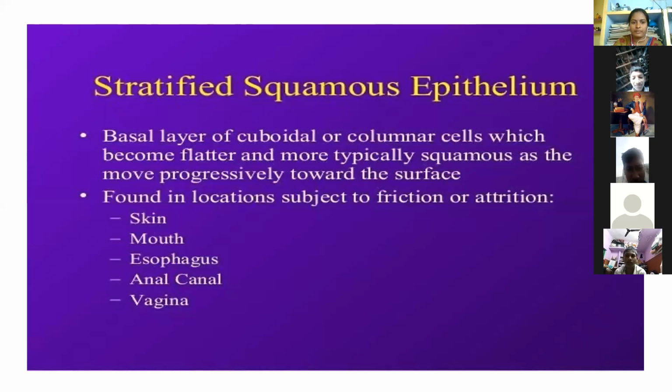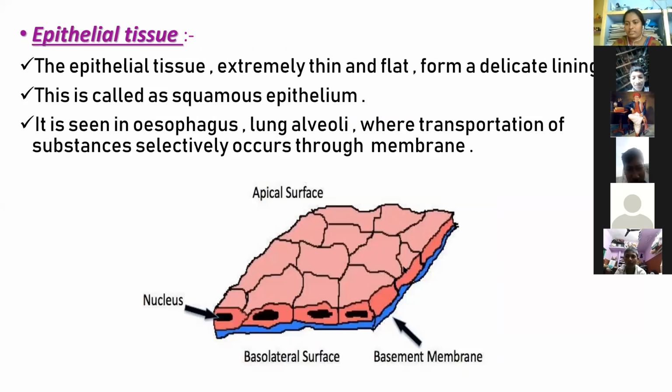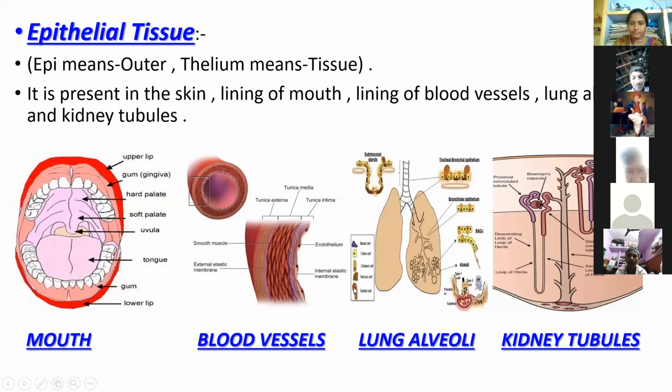Squamous epithelium tissue is in the lungs' alveoli, kidney tubules, blood vessels, and lining of the mouth. The epithelial tissue is found in these parts.